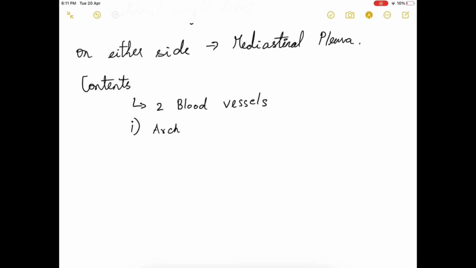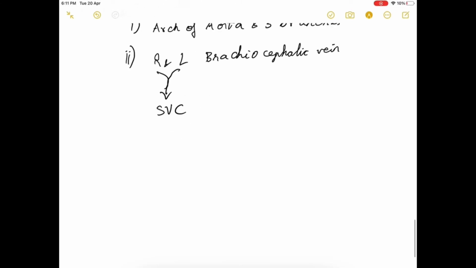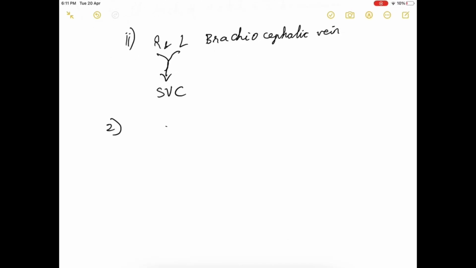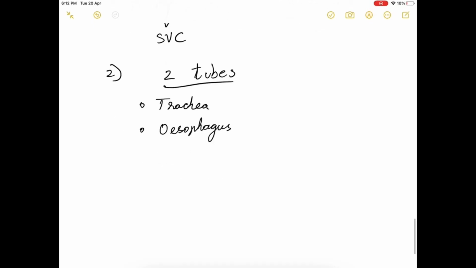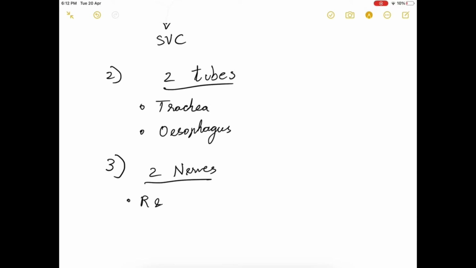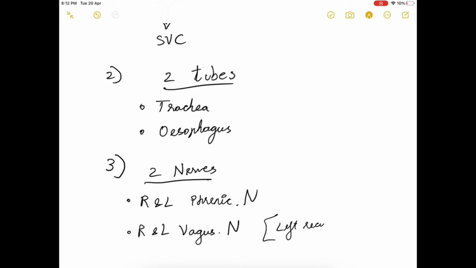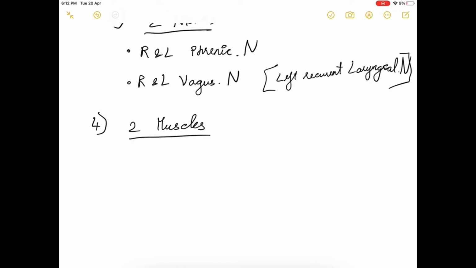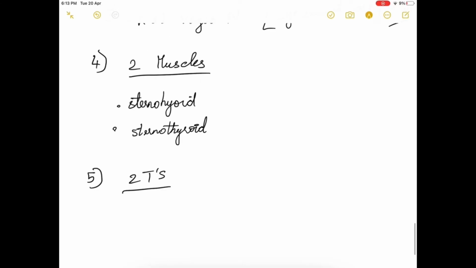There's a rule of 2 in the contents of superior mediastinum. First, there are 2 blood vessels, arch of aorta and its 3 branches, and right and left brachiocephalic veins, which drain into SVC. And then 2 tubes, trachea and esophagus. And then 2 nerves, the right and left phrenic nerves and right and left vagus nerves. And then we have 2 muscles, the sternohyoid and sternothyroid. And then 2 T's, the thoracic duct and the thymus gland.